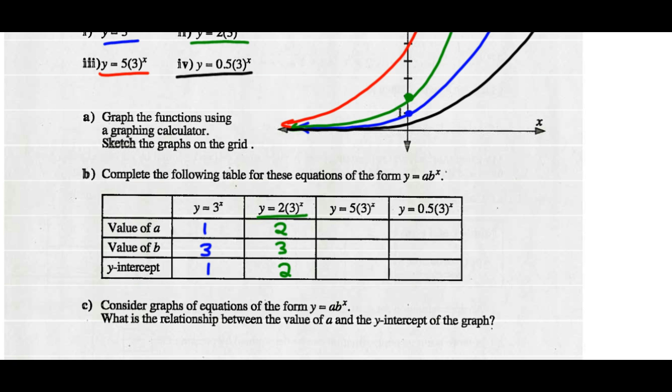Look at y equals 5 times 3 to the x. The a value is now 5. The b value stays as 3. The y-intercept, if you count that off, is now at 5. And y equals 1/2 times 3 to the x. The a value now is 1/2. The b value is 3, and it should cross the y-axis at 1/2.